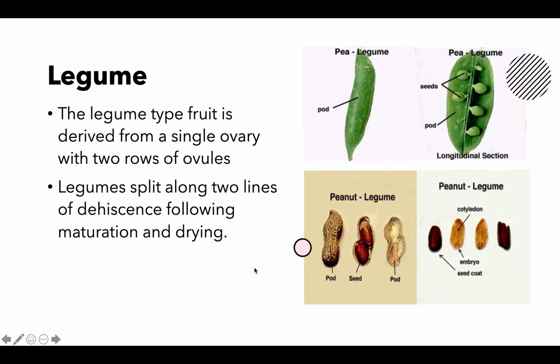So first we have legumes. The legume type fruit is derived from a simple ovary with two rows of ovules. Legumes split along lines of dehiscence following maturation and drying. This type of fruit structure is a characteristic of peas, beans, and peanuts. The peanut is one of the few legumes that does not split open when ripe. This is probably because the fruit of the peanut develops in the soil rather than in the air.